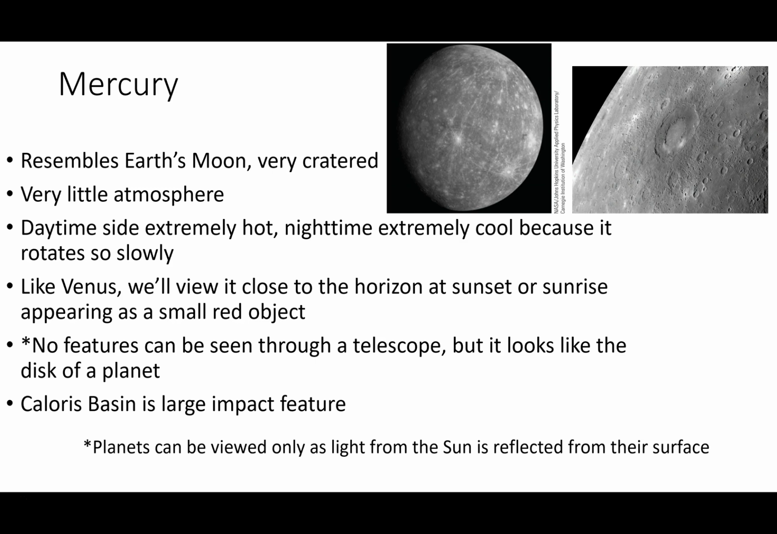Now this is our little reminder that anytime you see anything that doesn't generate its own light, like a planet or a moon, the only way you see it is because the sun is striking it and that light is coming back to us. But just to remind you, when we look at planets, the planet's not glowing. It's only reflecting light from the sun.